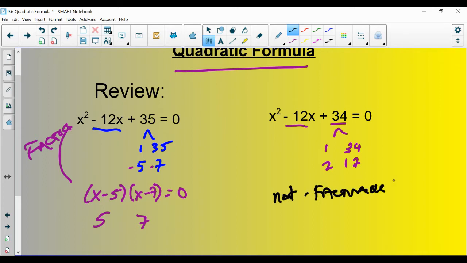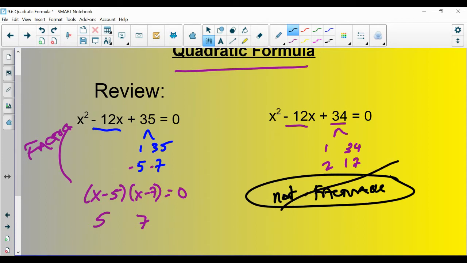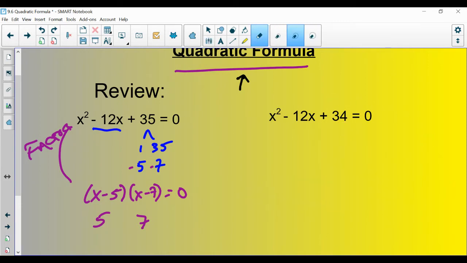Now, we're not going to do that anymore. We're not going to write not factorable. We're going to use other methods to solve them. And the great thing about the quadratic formula is it literally always solves a quadratic. It doesn't matter what quadratic it is, the quadratic formula can solve it. It works for any quadratic. So this example here, we wouldn't be saying not factorable. We would instead be using the quadratic formula to solve this particular instance.